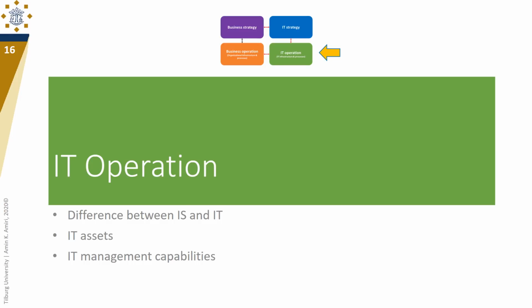This is the third video of lecture 1. In this video, I explain the differences between information system and information technology. Then I will go over two components of IT operations, IT assets, and IT management capabilities.